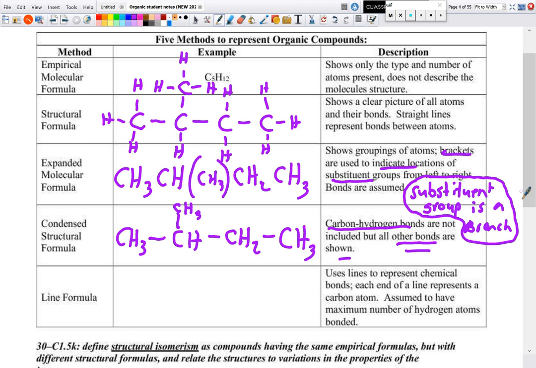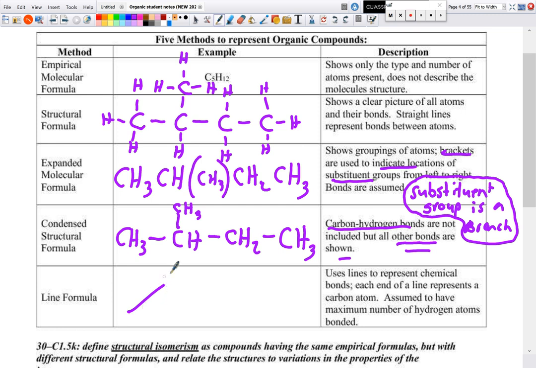Now the line formula is the one that all chemists use, and this one I would recommend trying to get used to using as soon as possible because it makes life so much easier when you're drawing stuff out. So how the line formula works is it uses lines to represent chemical bonds. All right? Each end of a line represents a carbon atom, and it's assumed to have the maximum number of hydrogens bonded. So, for example, if I draw a line like this, it is assumed that there's a carbon here and a carbon here, but we do not show those carbons. All right? We assume they're here, but there's two there.